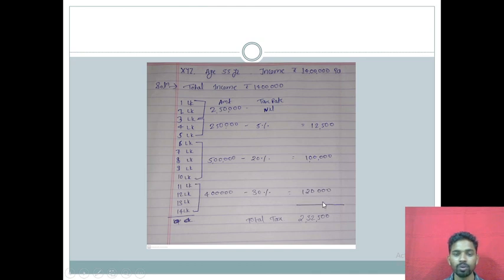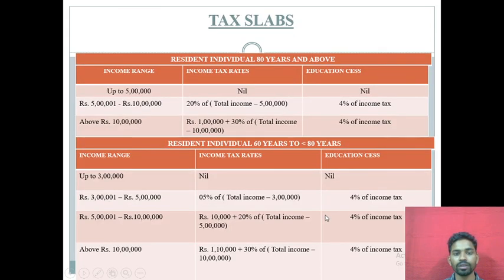So how much total tax does he have to pay? 2,32,500. This is 12,500 plus 1 lakh plus 1,20,000. The total will be 2,32,500 that this XYZ person has to pay as tax. Like this we have to calculate the tax.